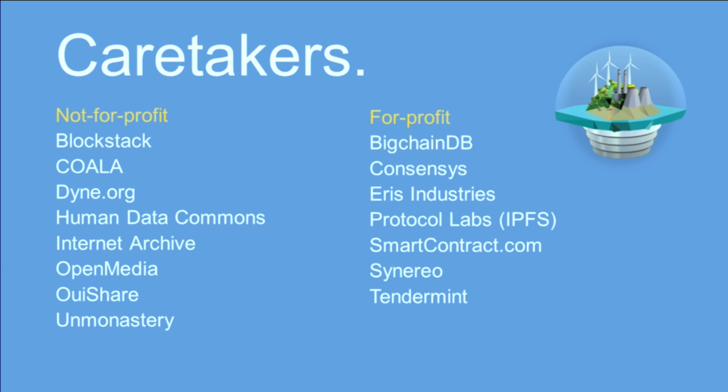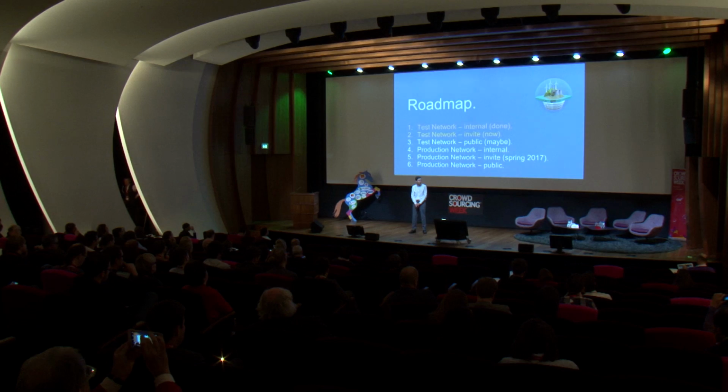So here are our existing caretakers. We've established a great group of organizations. On the not-for-profit side, we have groups like Blockstack, like the Internet Archive, like the WeShare Festival. And on the for-profit side, BigchainDB, of course, Scenario, which just did a very successful crowdfund, and Protocol Labs, which is kind of our companion organization running the InterPlanetary File System.